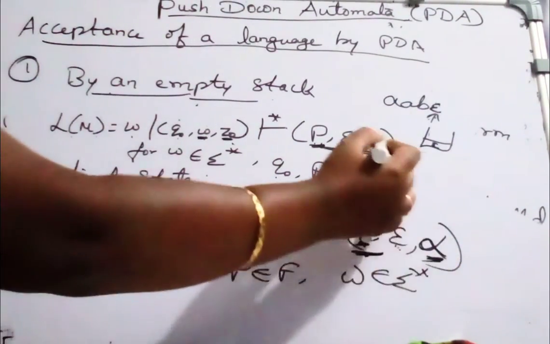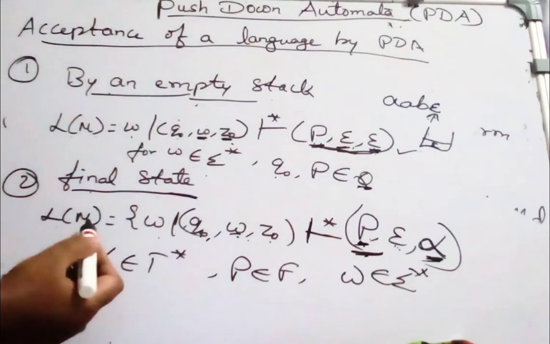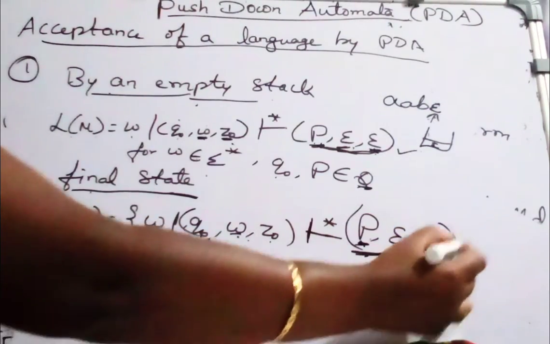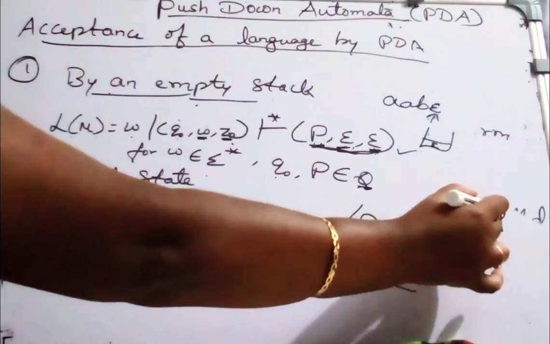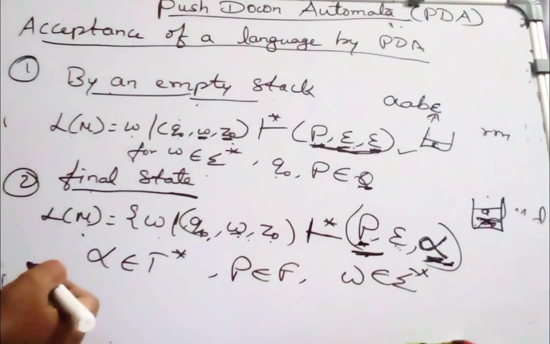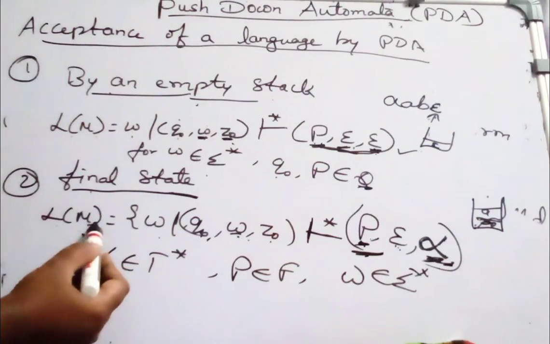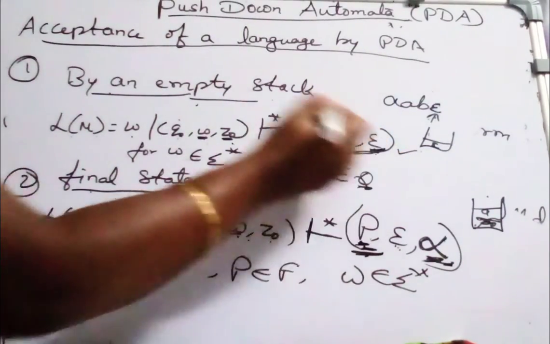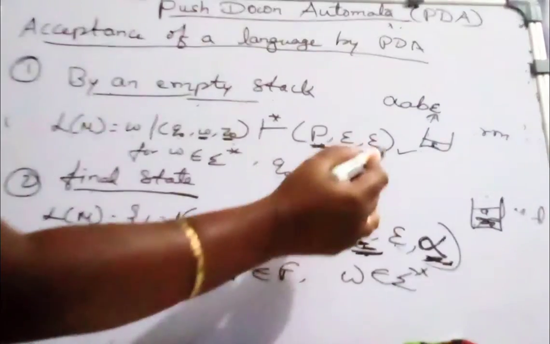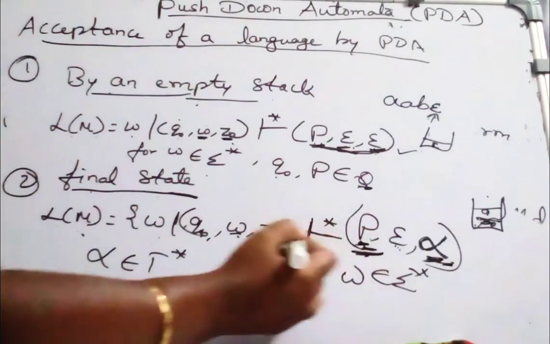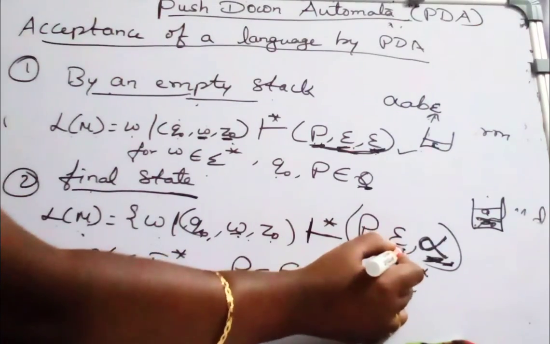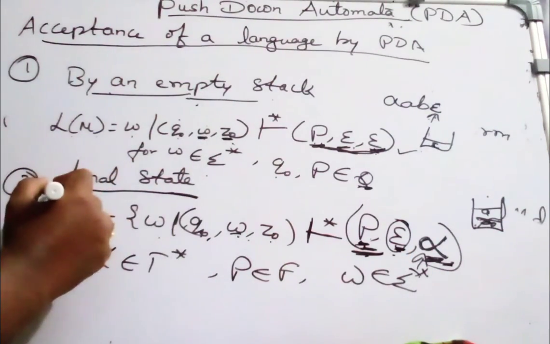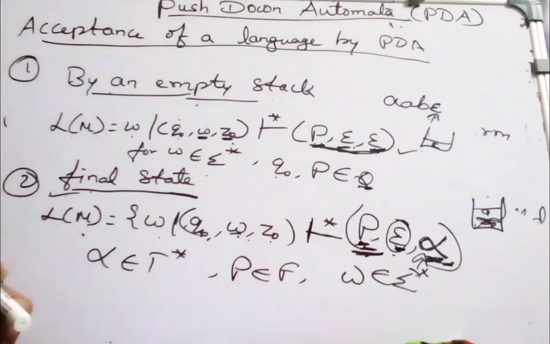And alpha means here the stack need not be null because it is acceptance of a language by final state. So the stack content alpha should not be null. There should be some symbol. It might be Z0 or A or something, but the stack need not be null. So this is acceptance of a language by PDA using the final state method. Whenever you write the stack symbol as null, it is acceptance of a language by an empty stack. When there is some symbol on top of the stack, it is not null. It is moving to the final state, but the string to be scanned is null. When the input string becomes null and the content of the stack is not null, such a language is called acceptance of a language by the final state method.